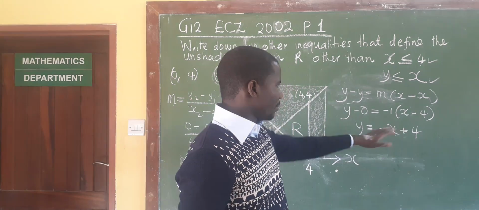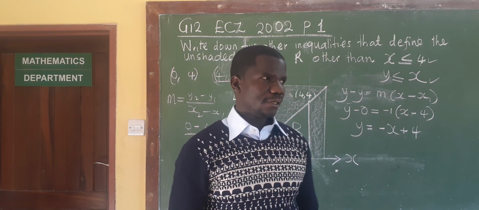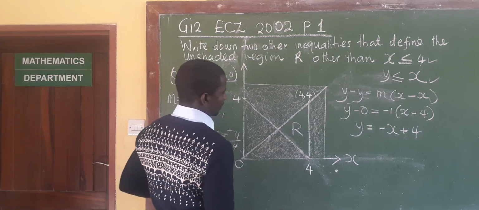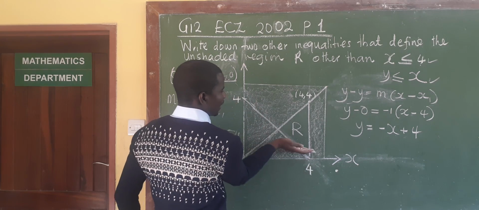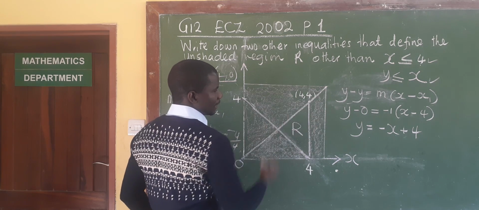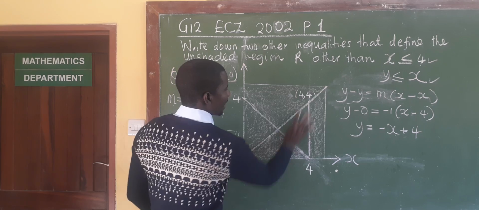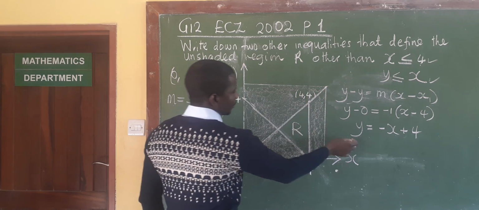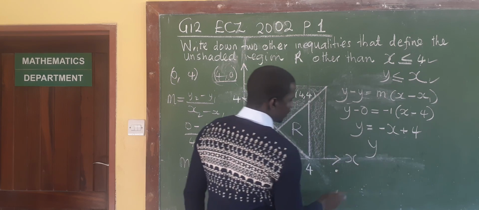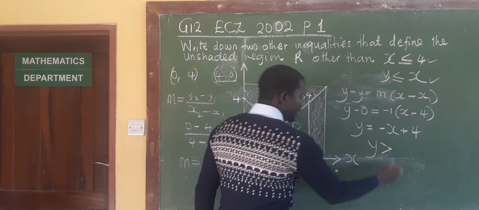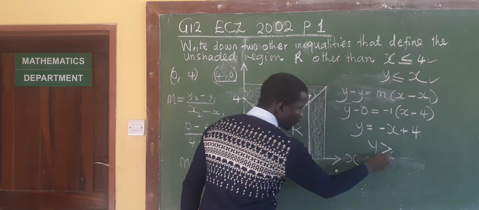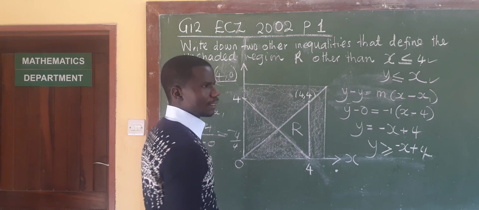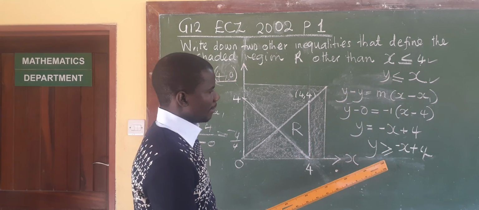Now, take note that what we have just written is not an inequality, but the equation. So we need to convert this into an inequality. This is the line, isn't it? The greater part, the one that is on top of the line, is the part that is unshaded here. So it's going to be y is greater than or equal to negative x plus 4. You can leave it like this, or if you want, this one can come to the other side, but we can leave it like this.